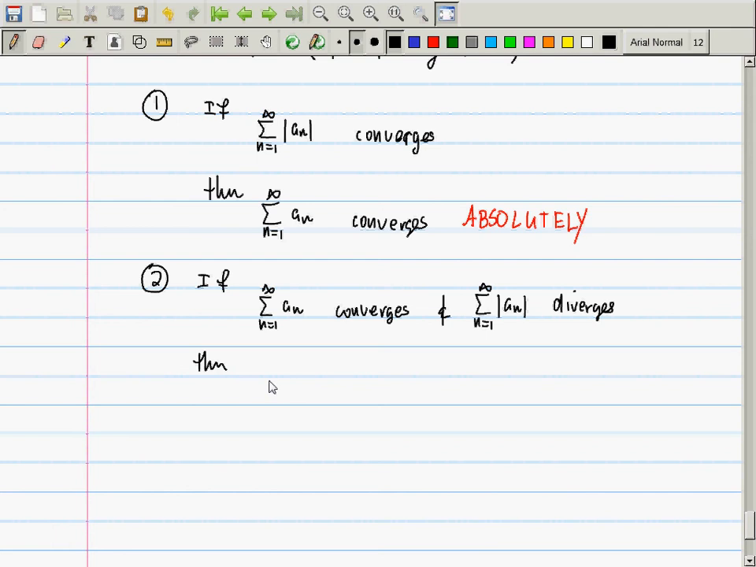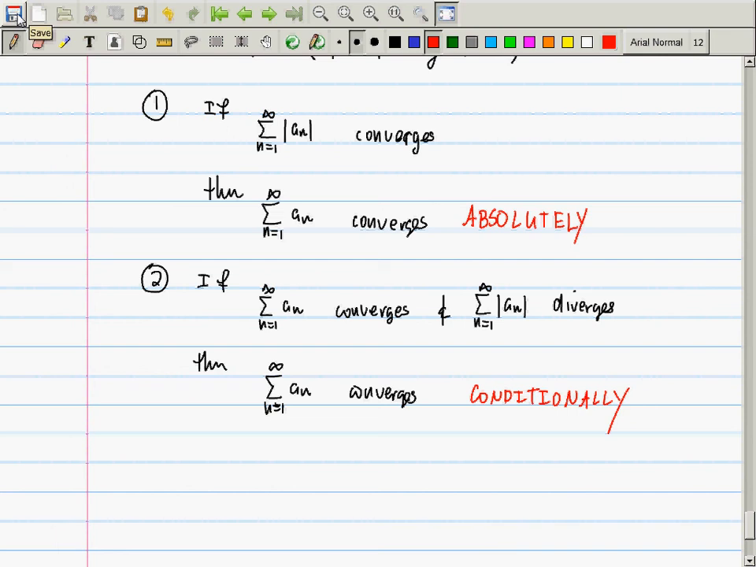Then the sum from n is 1 to infinity of a_n converges conditionally. Okay, so for those of you that are going to go on in math, you're going to get into all kinds of modes of convergence: weak convergence, strong convergence, weak star convergence, operator convergence, and all kinds of stuff. So here, this is the most precise we'll get in this class. We'll say that a series can converge absolutely or conditionally.